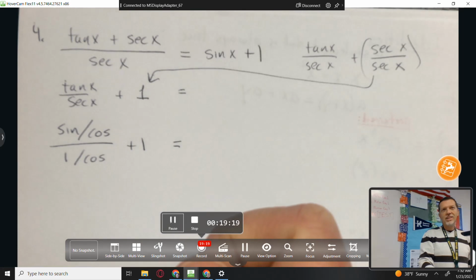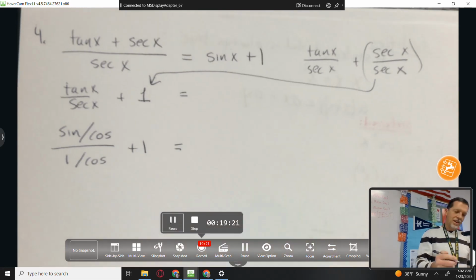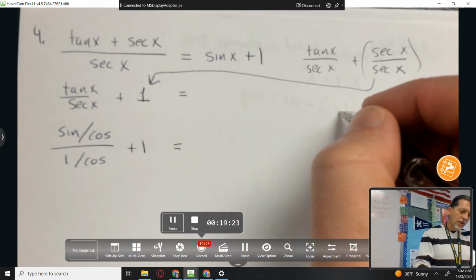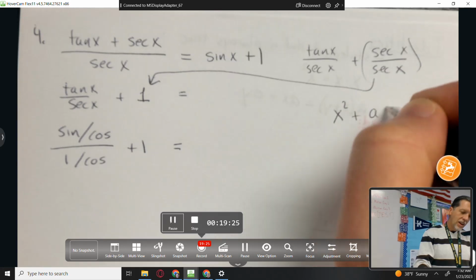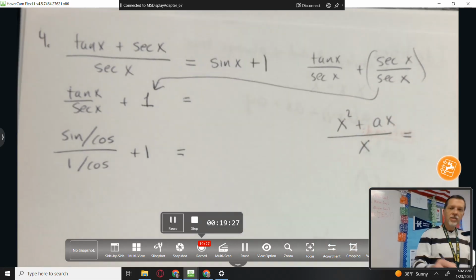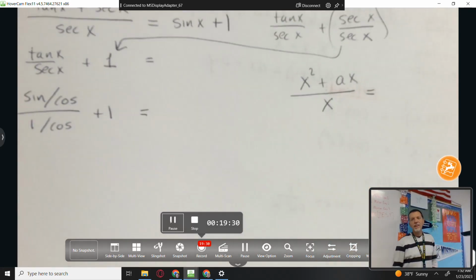Is that better? Like, this is an algebra issue. Side note, x squared plus ax over x. What does that become?